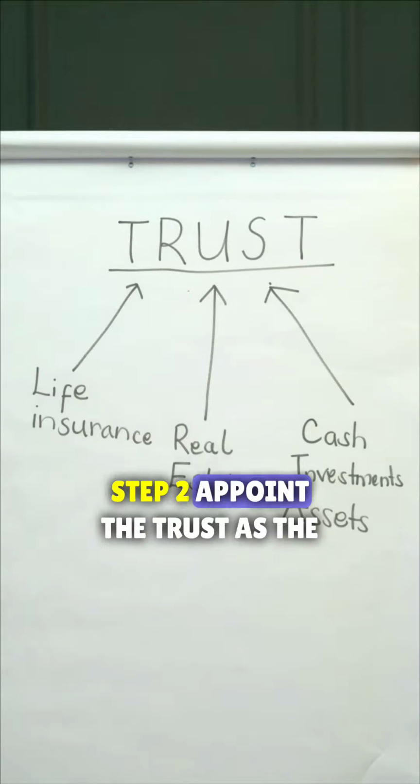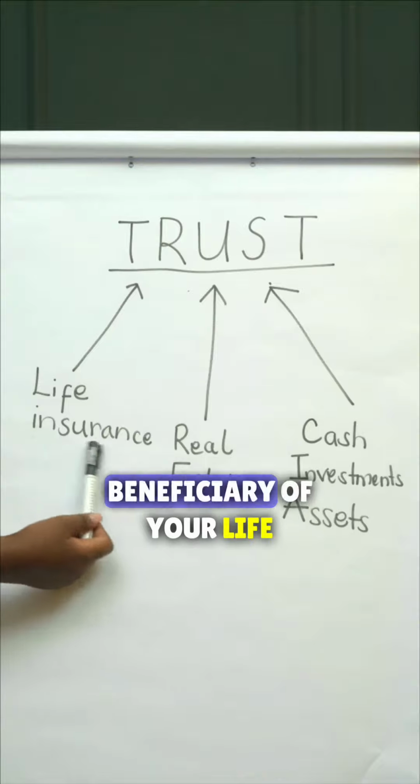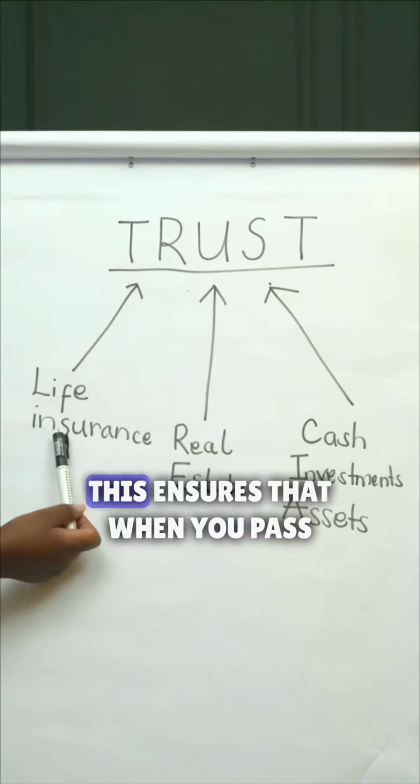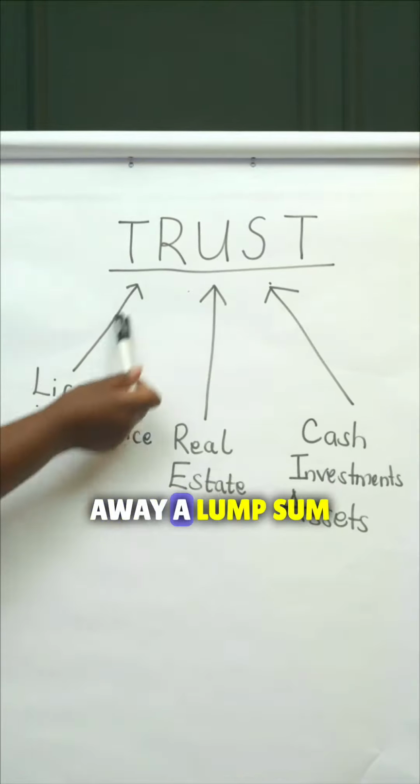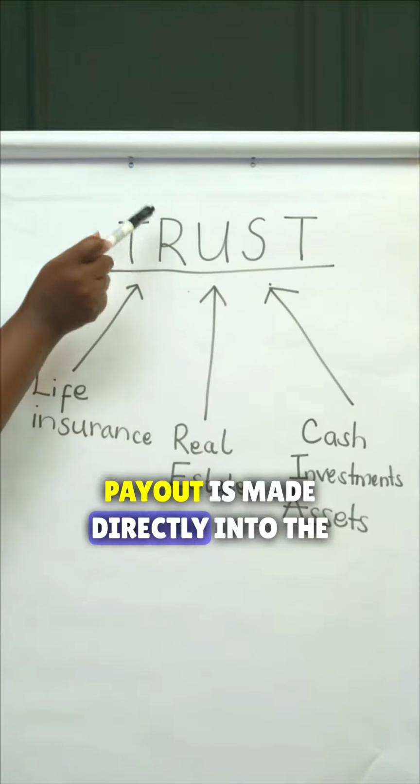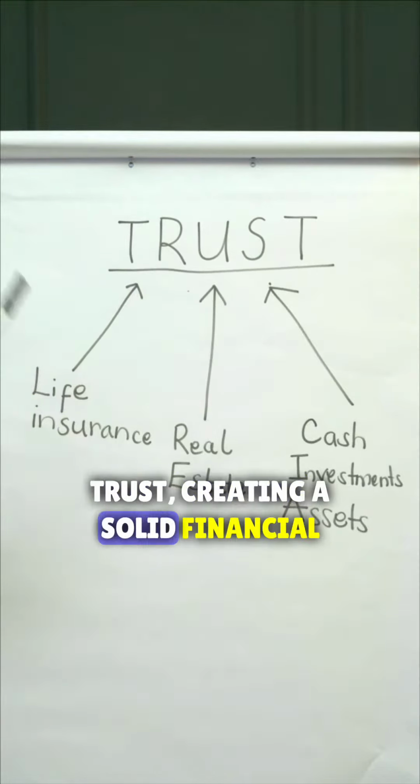Step 2. Appoint the trust as the beneficiary of your life insurance policy. This ensures that when you pass away, a lump sum payout is made directly into the trust, creating a solid financial foundation.